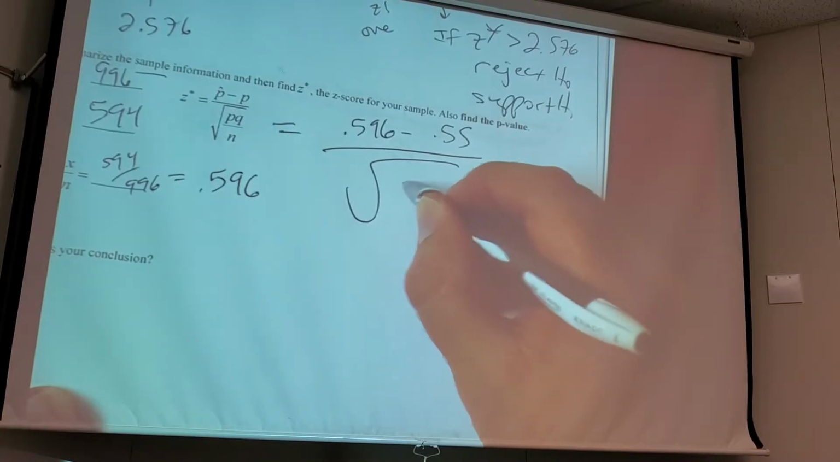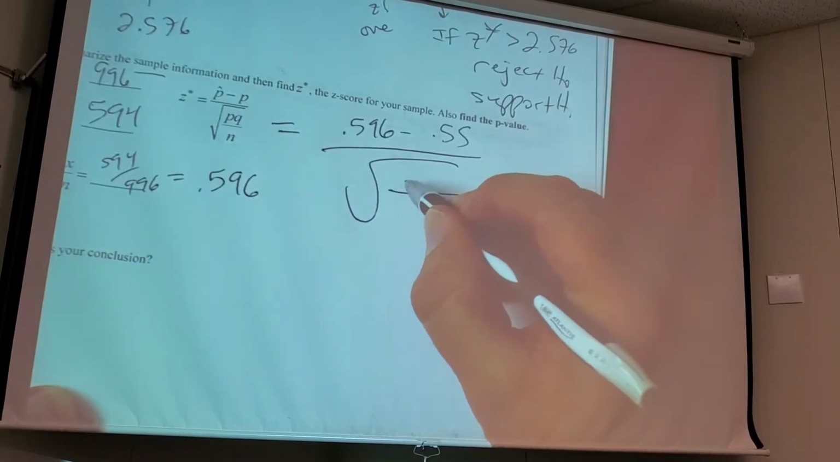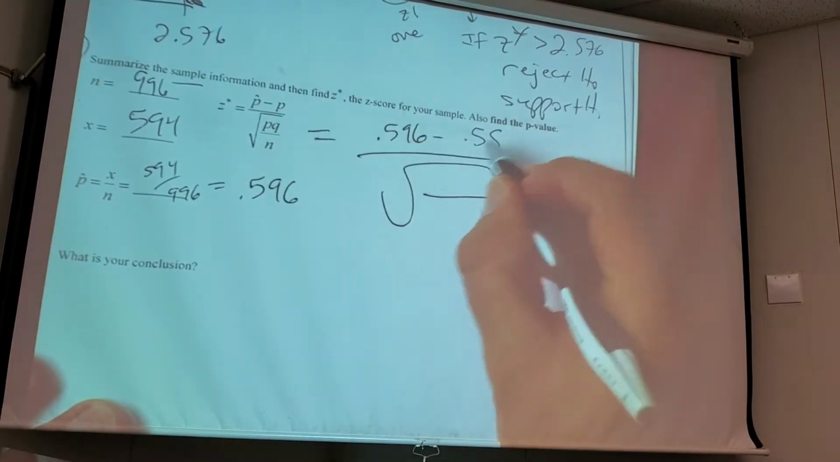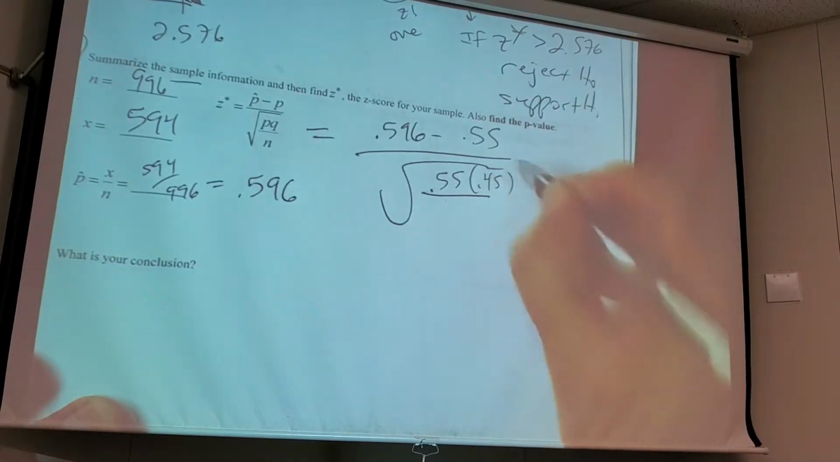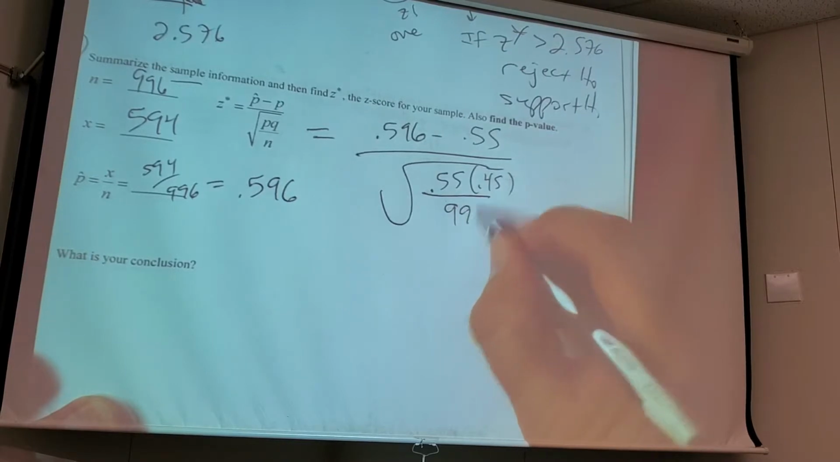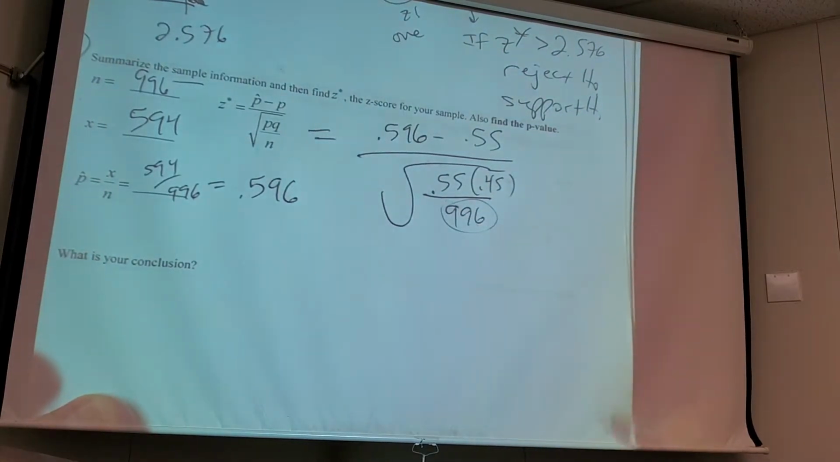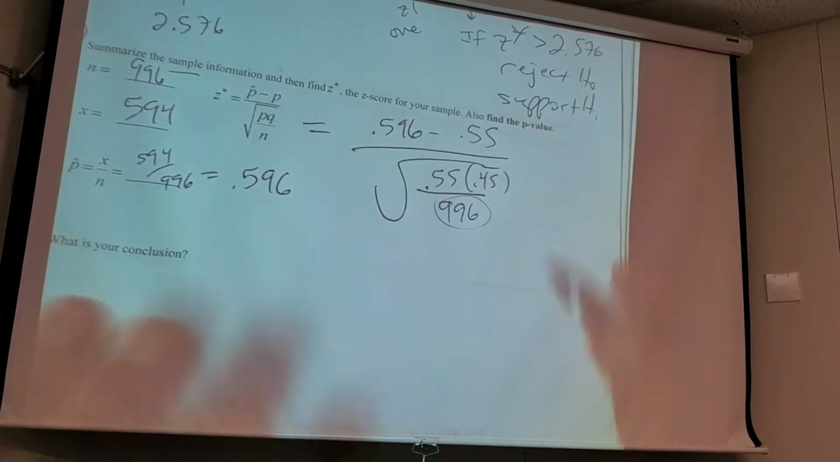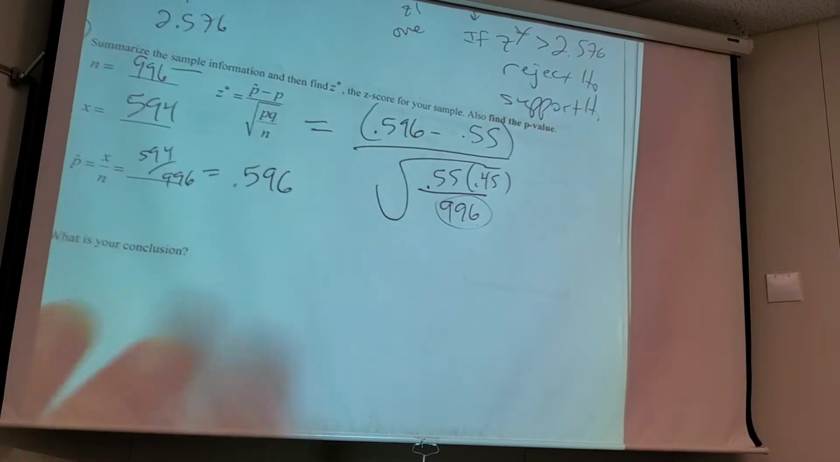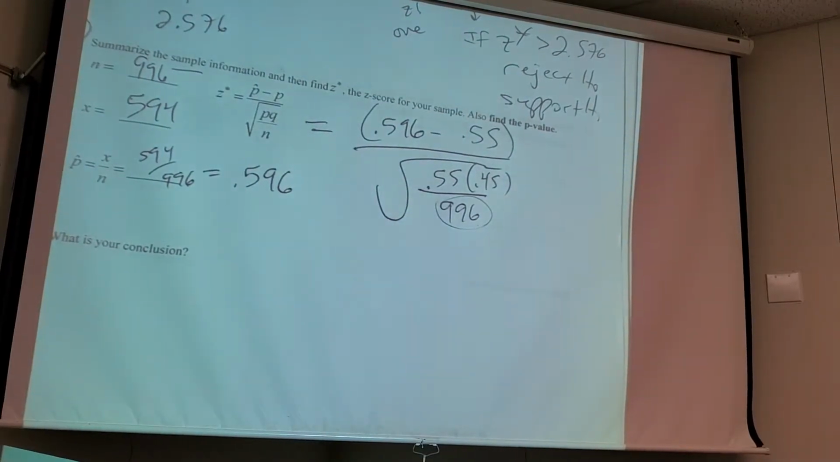What goes in here? This is where things get a little bit tricky. 0.55. Good. P, which is 0.55, times 0.45, divided by the whole n. Another big mistake I see is people use the wrong number there. It's got to be the bigger one, the entire sample. And now you just throw that in the calculator, hopefully correctly. This is another place where things can go wrong.